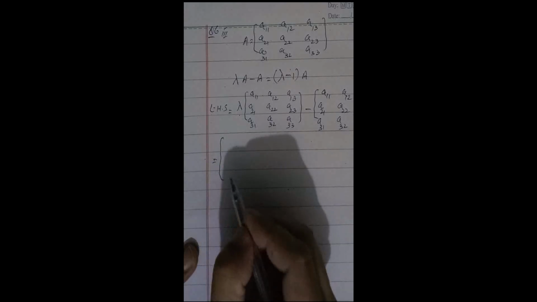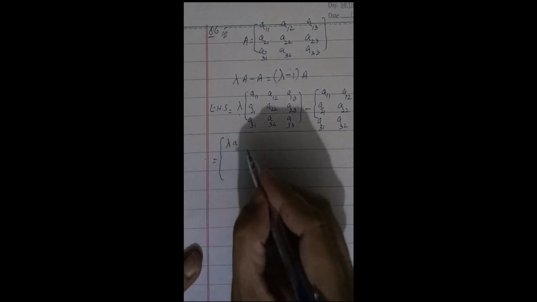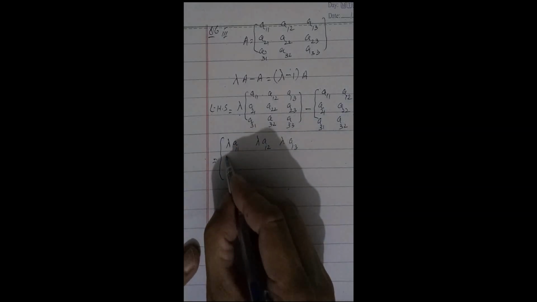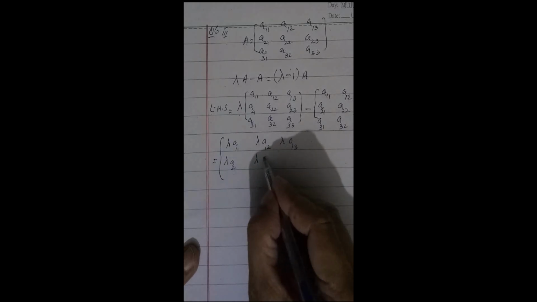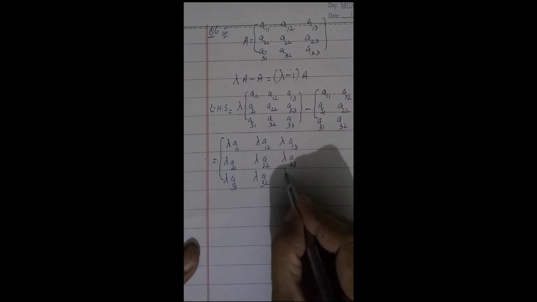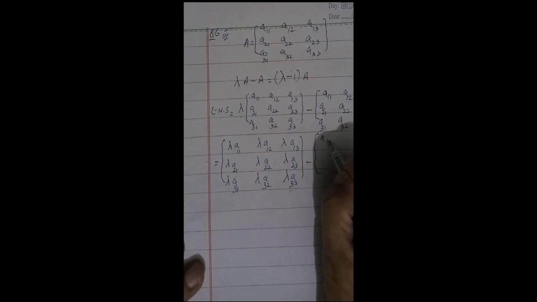Now we multiply lambda with the matrix and we get lambda A11, lambda A12, lambda A13, lambda A21, lambda A22, lambda A23, and the last row is lambda A31, lambda A32, lambda A33, and minus the matrix A11, A12, A13, A21, A22, A23, and the last A31, A32, A33.